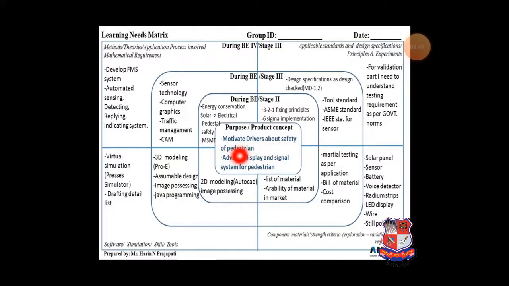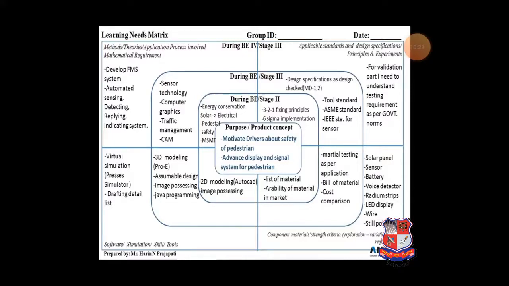So here I am giving the solution as per the previous example, pedestrian safety. Whatever we learn in the design engineering proof of concept presentation, same example is here. Our purpose is to motivate the drivers about the safety of the pedestrian, and an advanced display and signal system for the pedestrian. So this is the problem related to pedestrian people. So who are the pedestrians? For the safety of the pedestrian, we have to alert the driver, we have to alert with the advanced display and signal system, means for that purpose we are working right now.